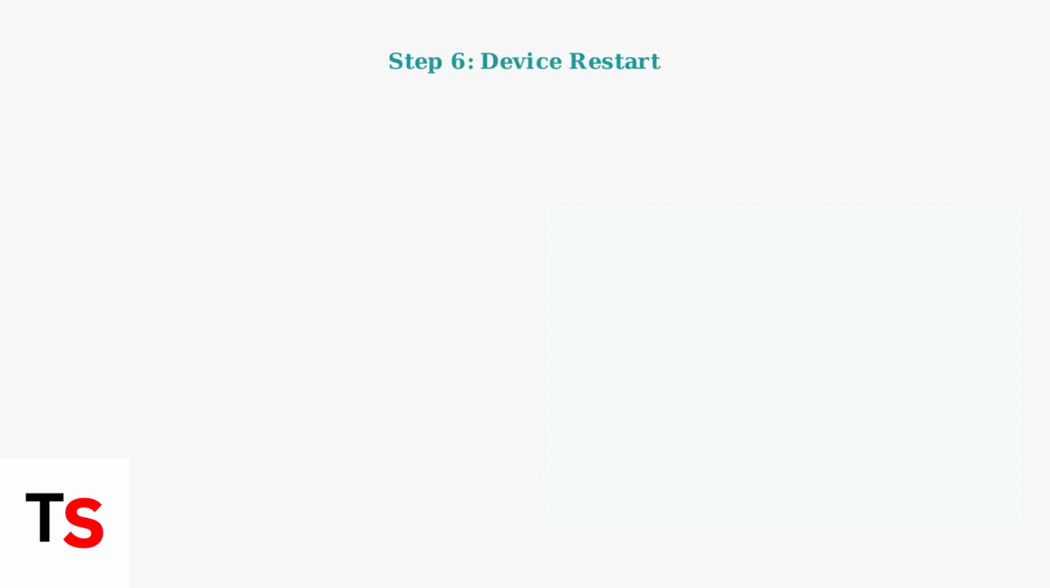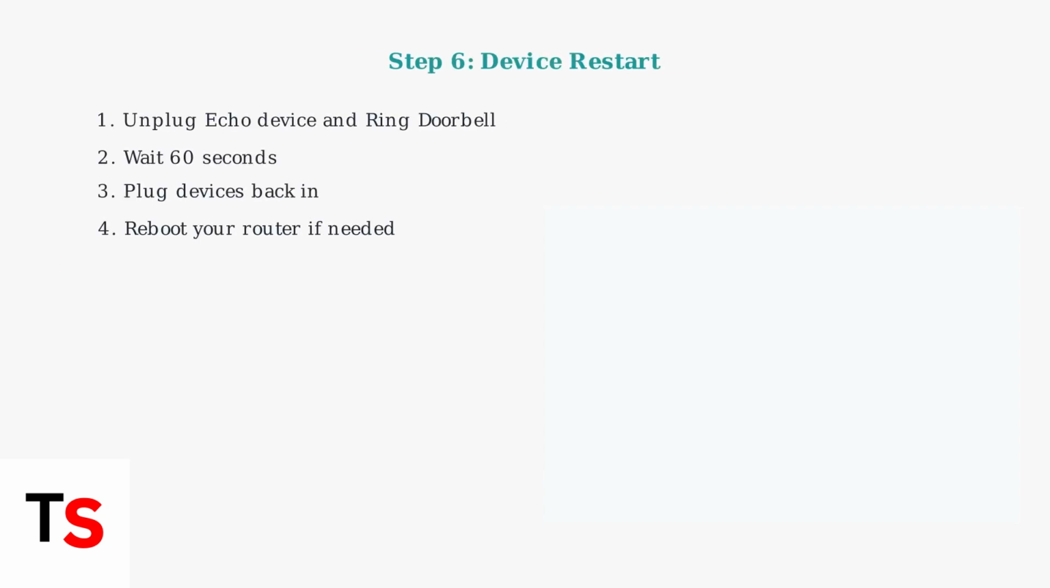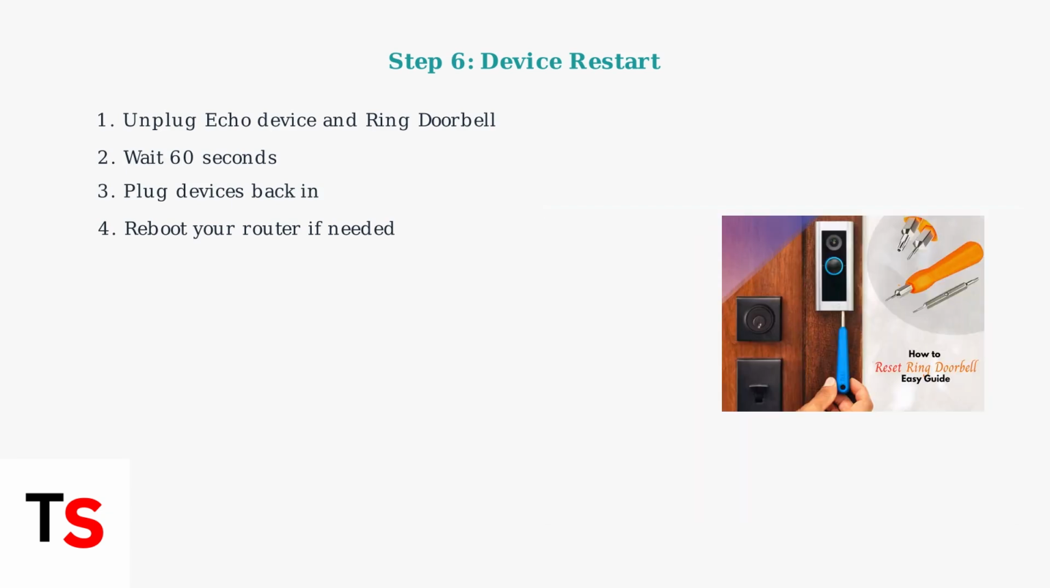If problems persist, try restarting both your Echo device and Ring doorbell. Unplug both devices, wait a full minute, then plug them back in. You may also need to reboot your router to resolve any network connectivity issues.